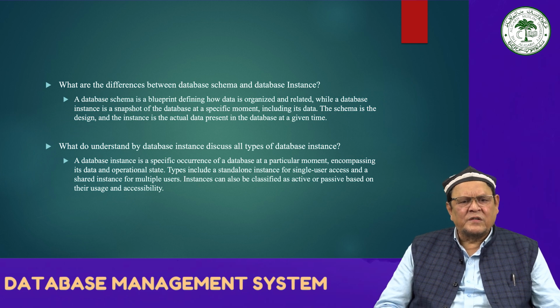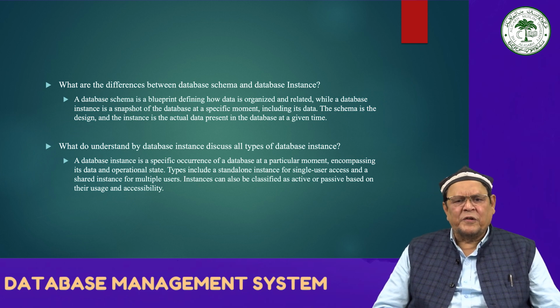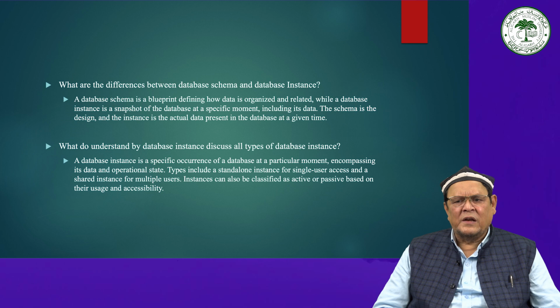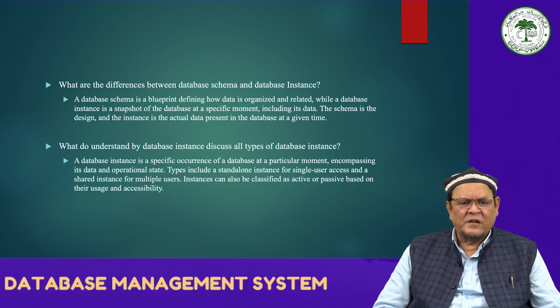The third question was, what are the differences between database schema and database instance? The answer is, a database schema is a blueprint defining how data is organized and related, while a database instance is a snapshot of the database at a specific moment, including its data. The schema is the design and the instance is the actual data present in the database at a given time.